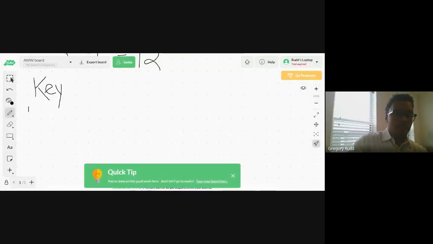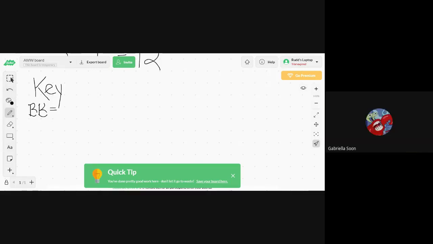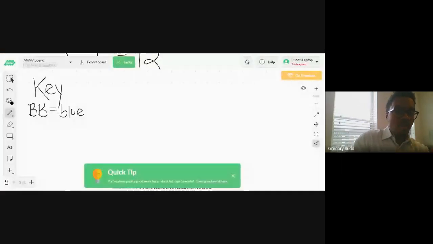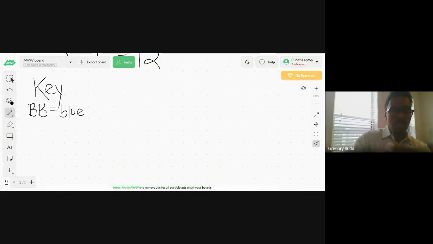So I'm just going to write out my three genotypes right here in my key. It's kind of big. If I have my homozygous dominant, then what is my phenotype going to be? If I have BB, what is that? Blue. Yep. That is going to be blue. This is kind of what you all should be writing in your notes too, as I go through this.